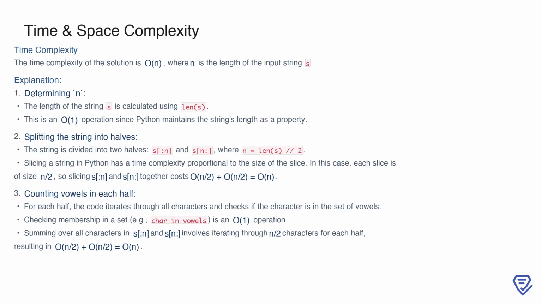Finally, for counting vowels in each half, we iterate through all characters in the respective halves. Checking whether a character is in the vowel set is an O(1) operation, and summing these checks for n/2 characters in each half results in O(n/2) plus O(n/2), or O(n). Combining these steps, the total time complexity is determined to be O(n).